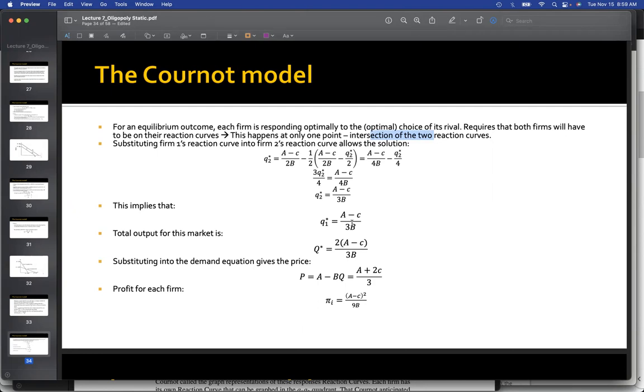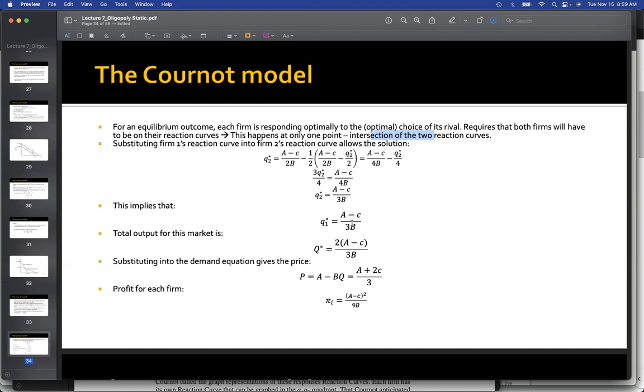Nope, it's not, because monopoly output is (A minus C) over 2B. In fact, this is 2/3 of monopoly output, because 2/3 times (A minus C) over 2B is (A minus C) over 3B. So it's literally 2/3 of monopoly output. And since the two firms are identical, both of them will produce 2/3 of the monopoly output.